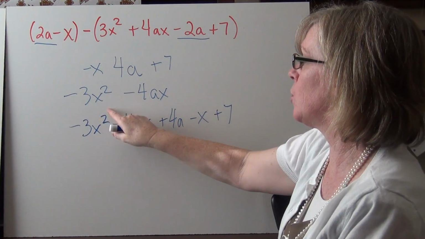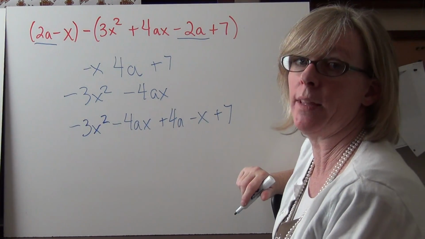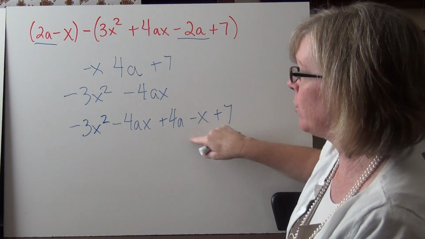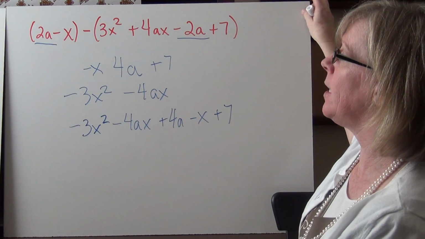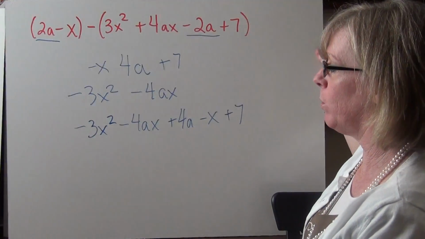What matters is that the squared is going to come before the ones without, and the 7 is going to come after the variable terms. This is what the final answer would look like. If you did not get that, go back and look over the video one more time.